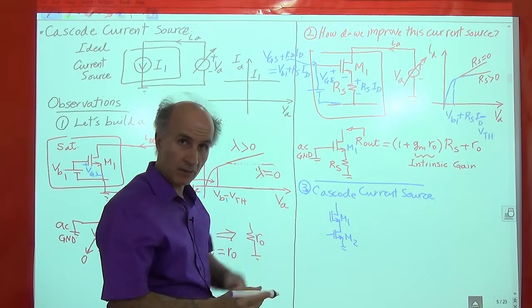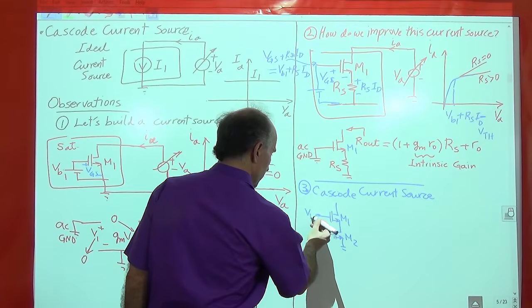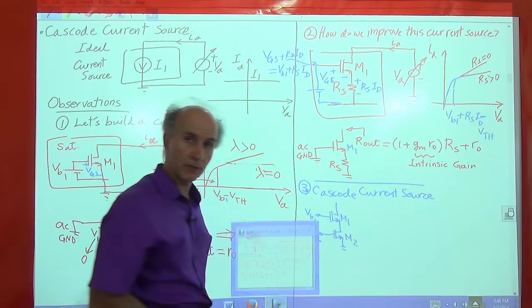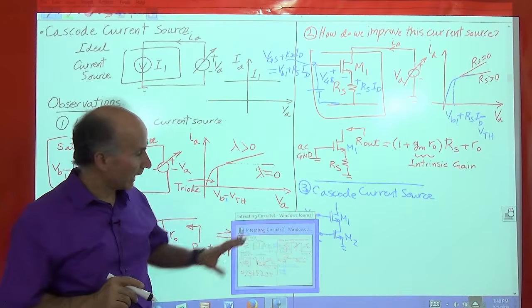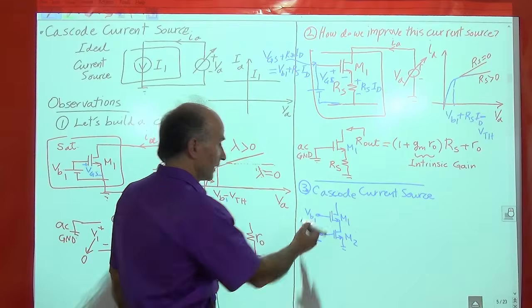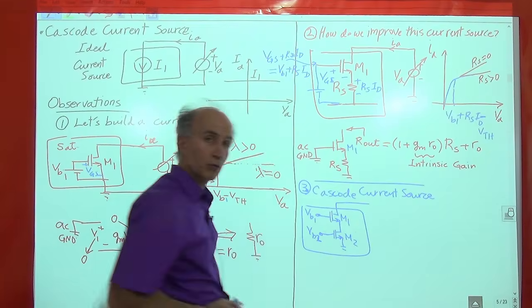Each of these has its own gate voltage. So this needs a gate voltage, VB1. This needs a gate voltage, VB2. These are, in the simplest case, just batteries connected to ground, right? But that's okay. And this structure overall can give us a current source that will have a higher output resistance.